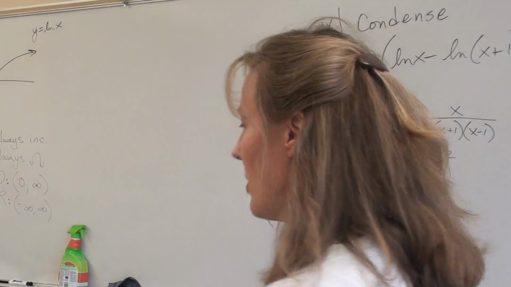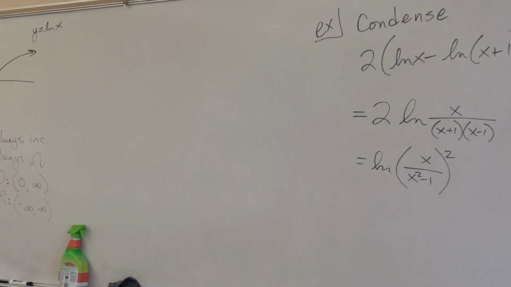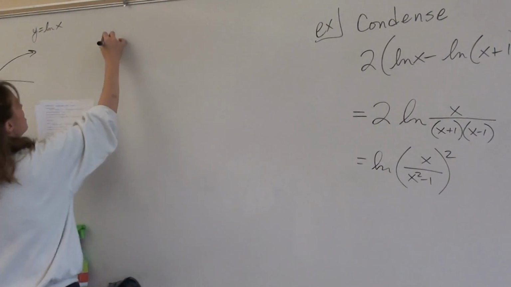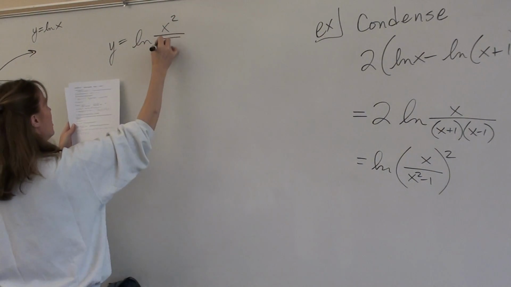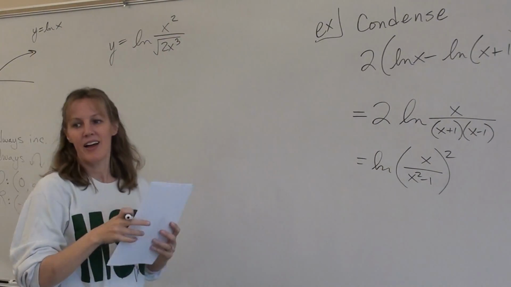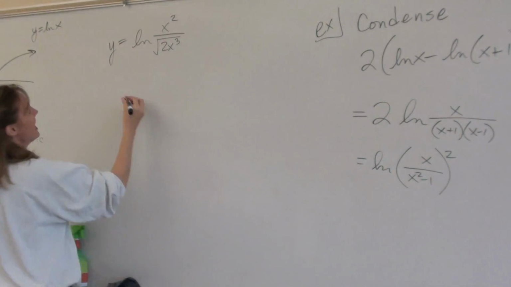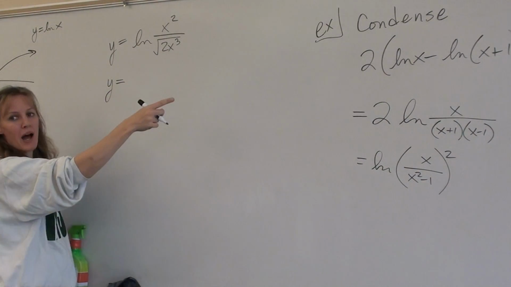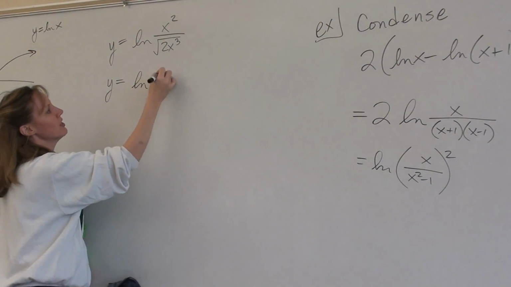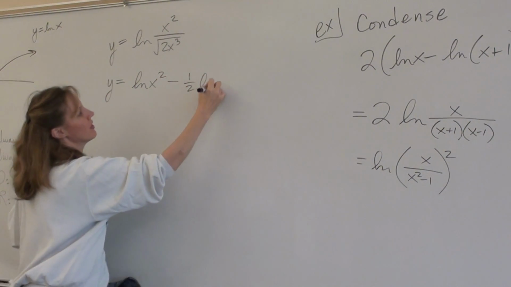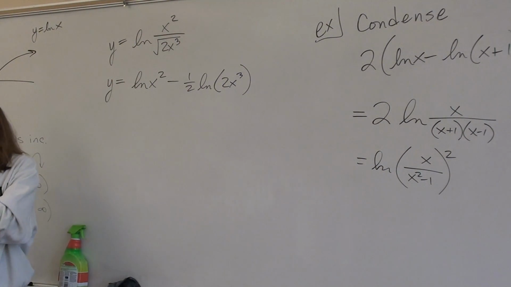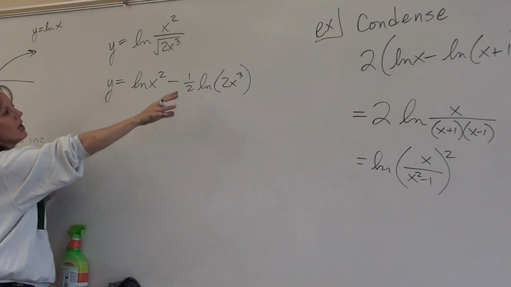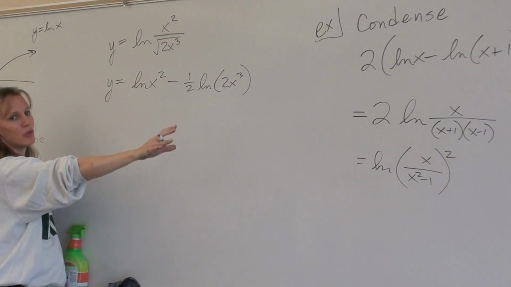Wait, you're all packing up, but I want to show you one more thing. Suppose y is the natural log of x squared over something. Before you differentiate, use your properties and break that log up first. Otherwise, this is going to be just a nightmare to differentiate, right? So break the log up first. You can keep breaking it up as much as you want.